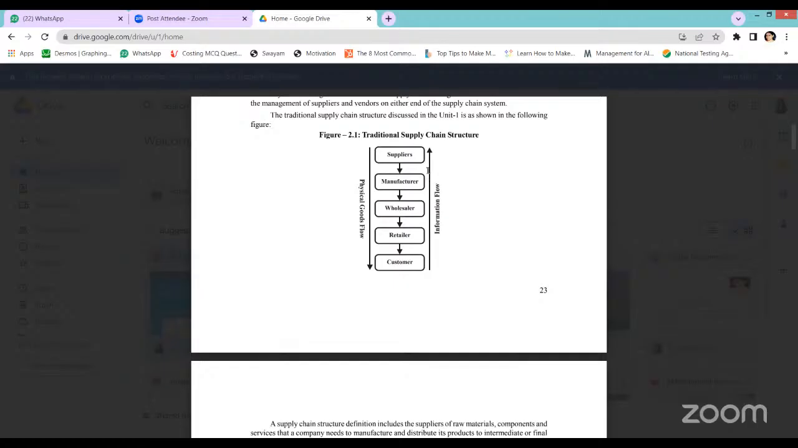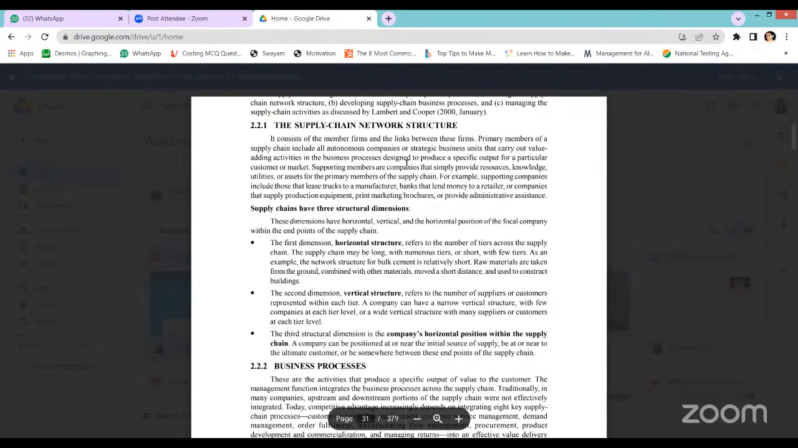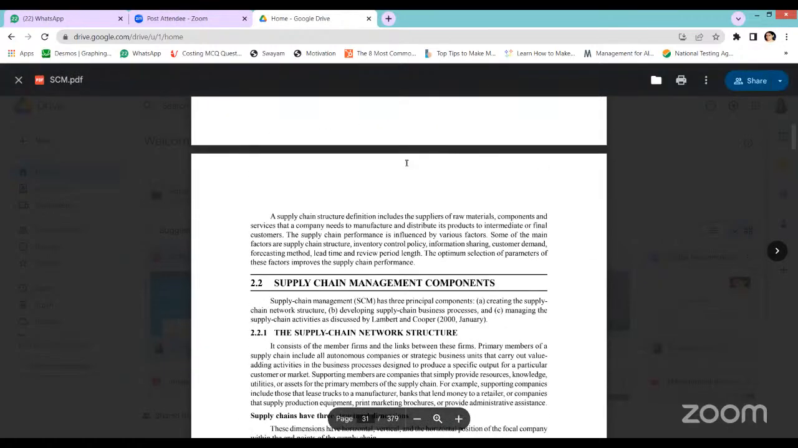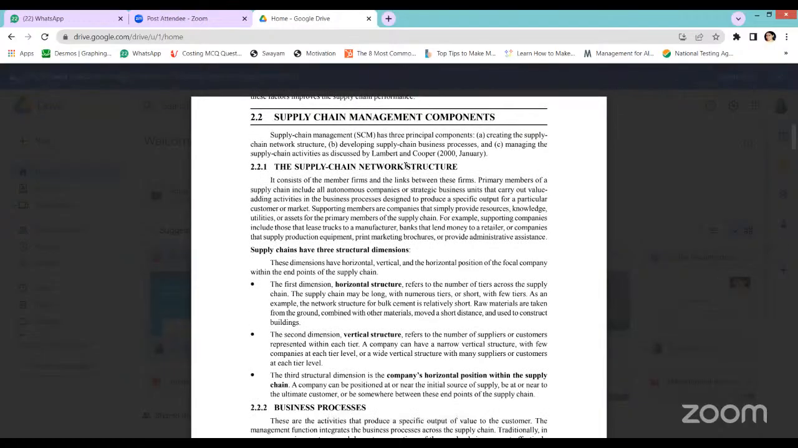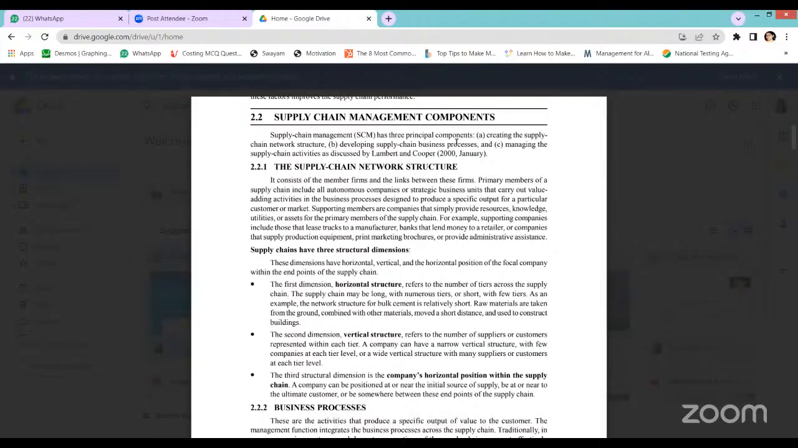Then information flows in the opposite direction. The retailer collects the information, understands the needs and requirements of the customer, and passes it on to the wholesaler, then to the manufacturer. Accordingly, the manufacturer sees that the supply is made available by the supplier. So let us see the components of supply chain management in a minute. There are three components. Let us see what those are.